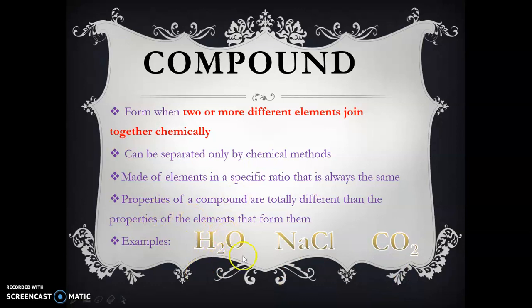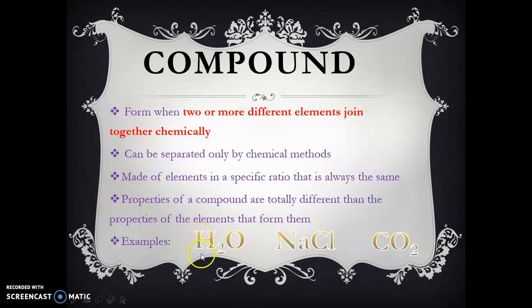For example, you see here, H2O stands for water. So this ratio is always like this for water. And sodium chloride is salt, the common salt that we use, made up of one sodium and one chlorine in each compound. And carbon dioxide is CO2. So the specific ratio means the ratio is always the same for all of these compounds.